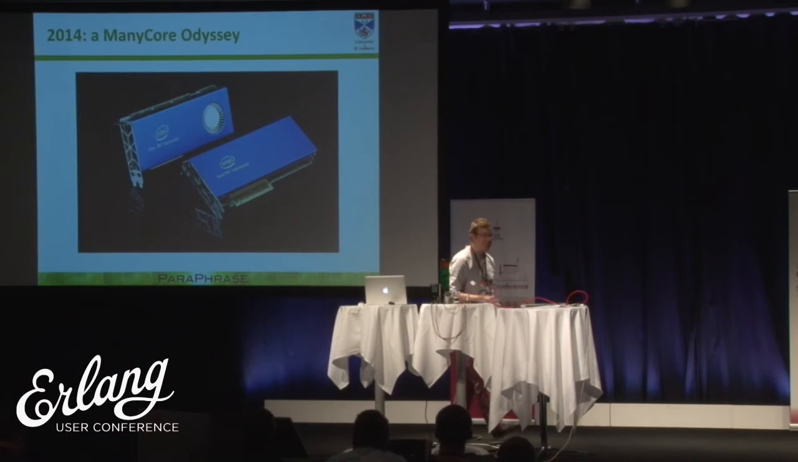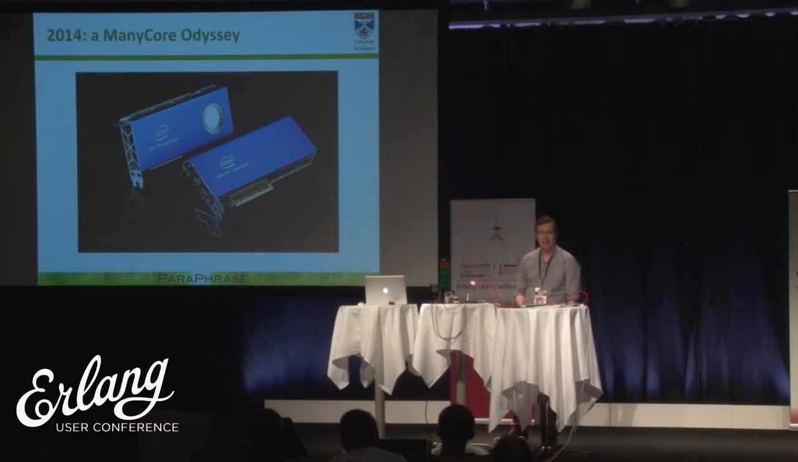So this thing here is what we call a Xeon Phi. It's a 60-core x86 chip. You can actually buy these. They're off the shelf. They're very cheap. So this one device contains 60 cores. That's quite an increase from the 6 that we had 2 years ago.